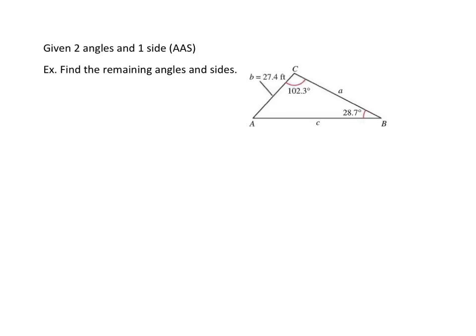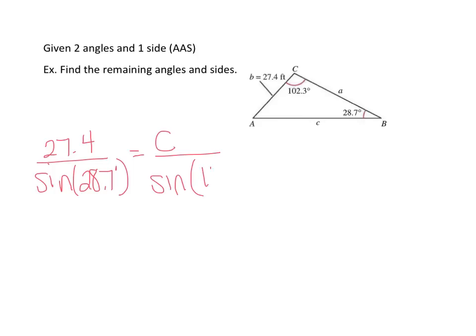27.4 over the sine of 28.7 degrees equals, let's see, I don't know little c, but I do know sine of 102.3, and I don't know either little a or big A. But I've got it all set up, and I can solve everything through cross multiplying. You always want to use what you know, and in this case, since you know these two, you're going to cross multiply with this, and then the second one we're going to use the A ratio and the known one.